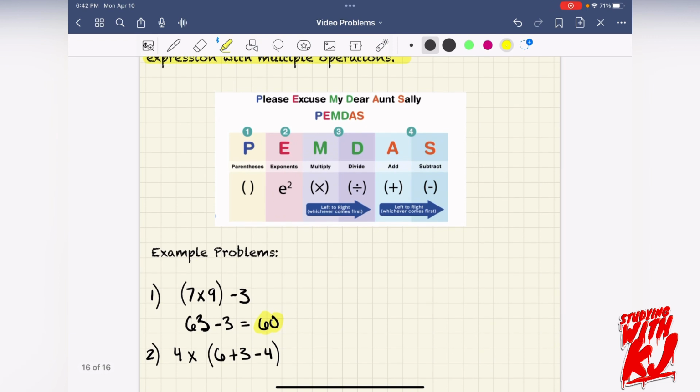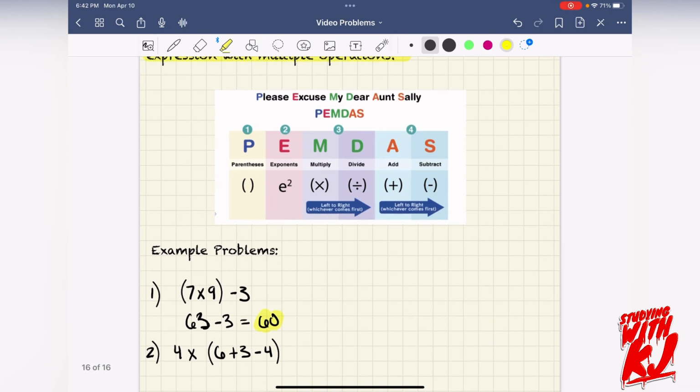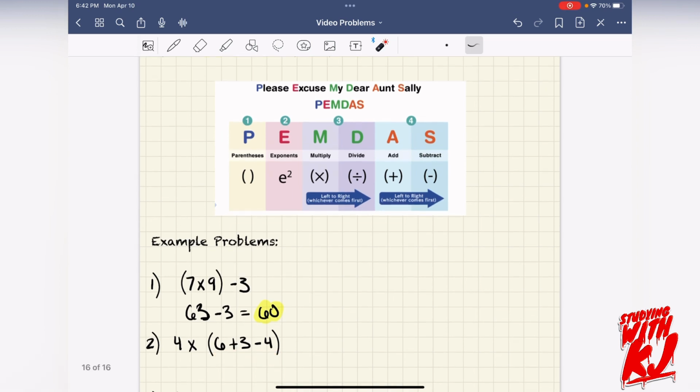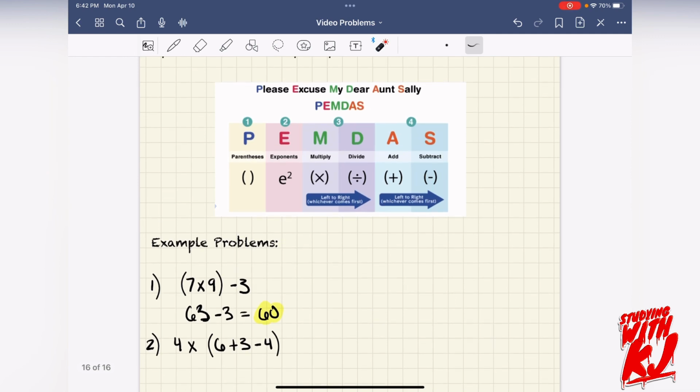We have 4 times, and then in our parentheses, we have 6 plus 3 minus 4. Now we know that when we use our acronym PEMDAS, we have to add first in this case, because if you read what's in our parentheses, 6 plus 3 minus 4, we have an addition sign and a subtraction sign. We read that from left to right, addition comes before subtraction. So we will do 6 plus 3, which is 9, and then we do minus 4. So 9 minus 4 is what?